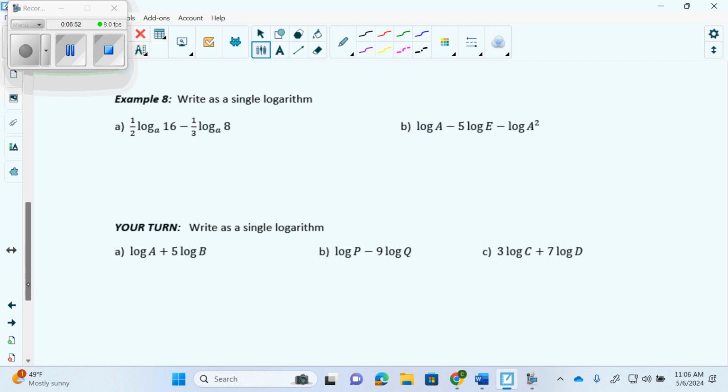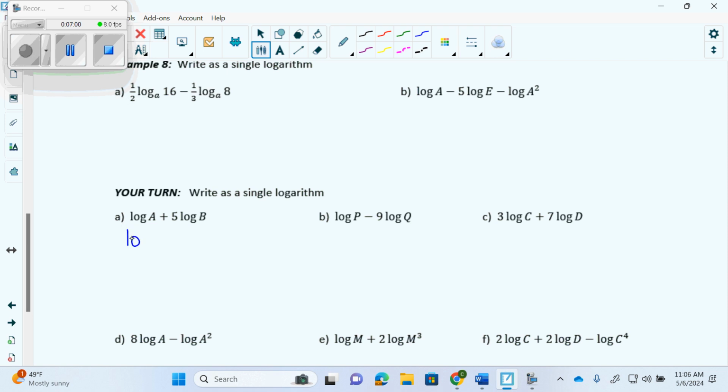Log base A plus 5 log base B. Sorry, what's the base on these? There is no base. So what's the base? 10. So I'm going to write it out. So I'm going to go log base 10 of A plus 5 log base 10 of B. So they are log base 10, which screams put me together. But they don't scream put me together unless I put the base 10s.